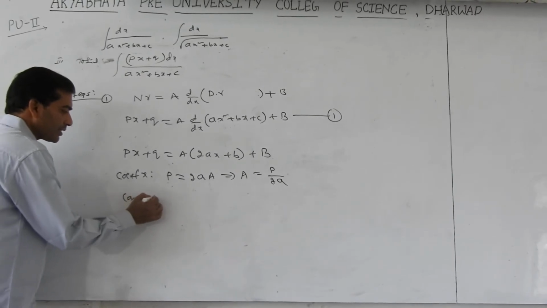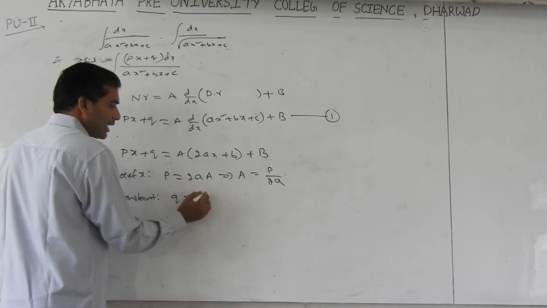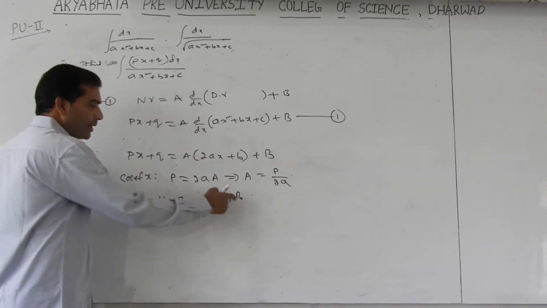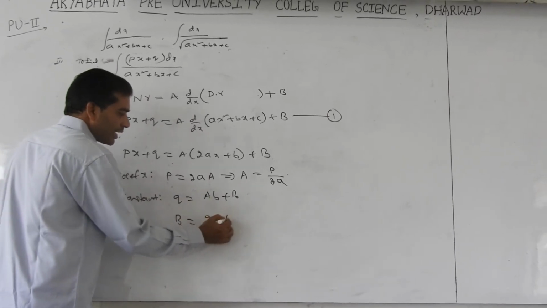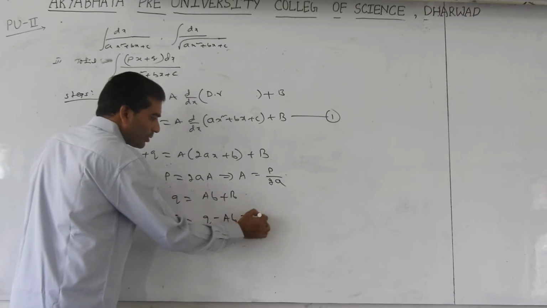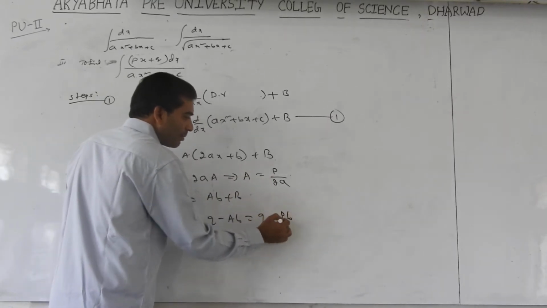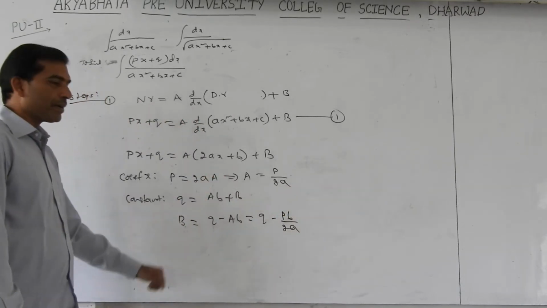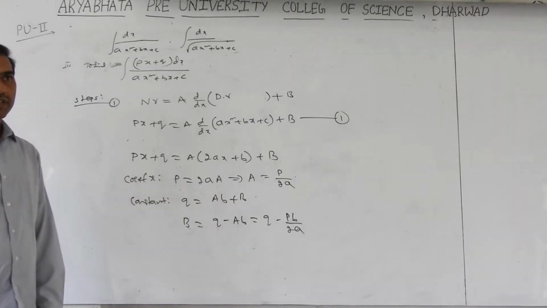Next, compare the constant. What is the constant here? Left side q, right side Ab plus B. We want B, so B is equal to q minus Ab, which is equal to q minus pb by 2a. This is capital A value, capital B value. This is step 1.